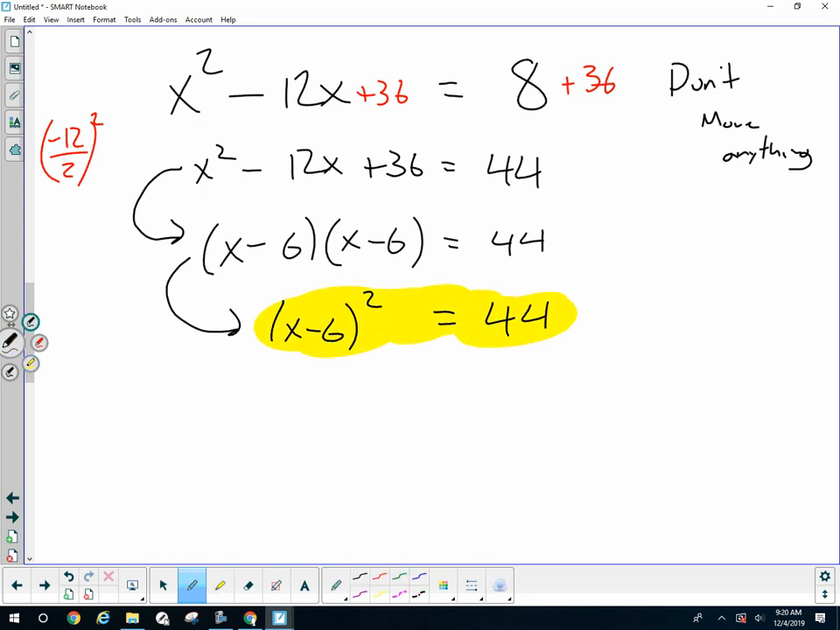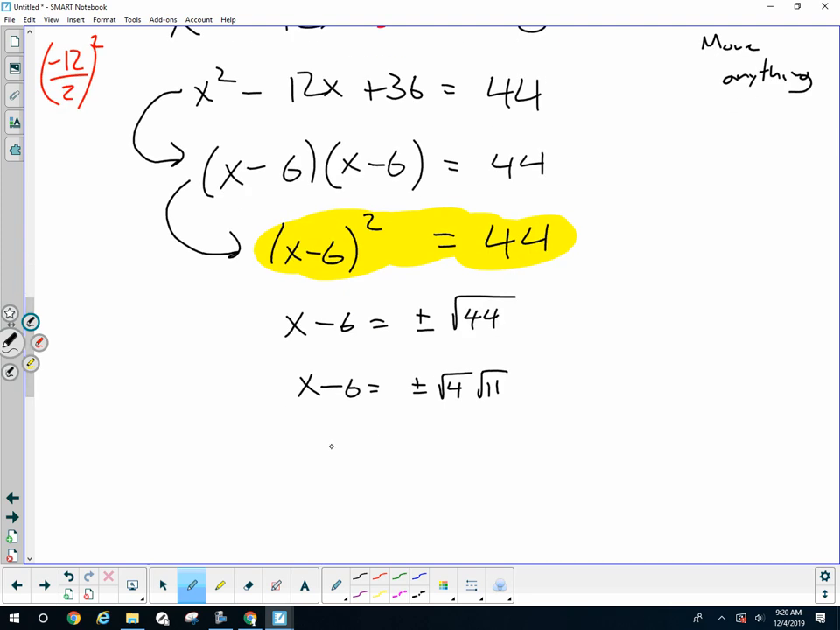We can now square root both sides. I'll get x minus 6 equals plus or minus the square root of 44. I think about large perfect squares that can go into 44. The biggest one is 4. I will rewrite this as root 4 root 11. I will add 6 to both sides to get my answer. X equals 6 plus or minus 2 root 11.